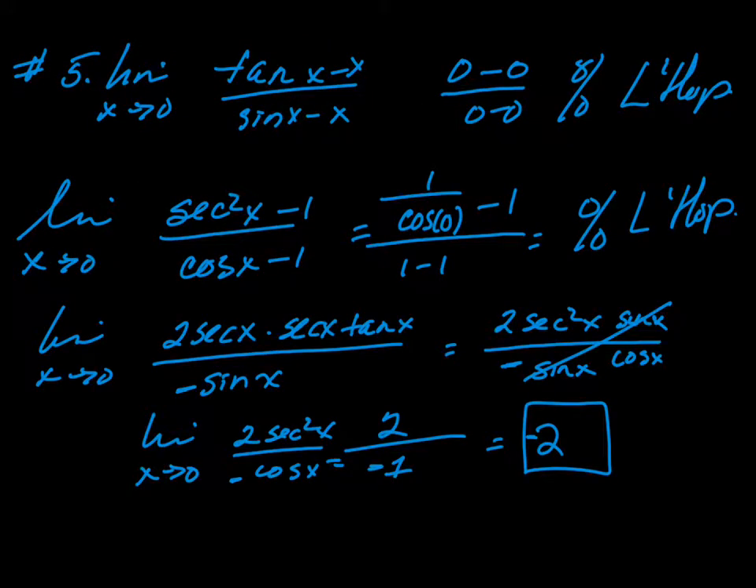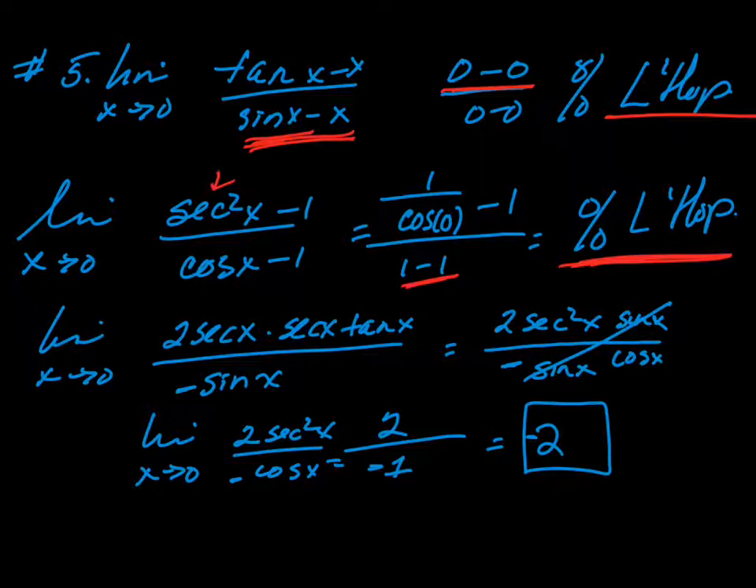Number 5. The limit as x goes to 0 of tan x minus x over sine x minus x. Tan of 0 is 0. So you have 0 minus 0 on the top, and sine of 0 is 0, so 0 minus 0 on the bottom. L'Hopital once. All right. Derivative of tan is secant squared. So we got secant squared x minus 1. And on the bottom, derivative of sine x is cosine x minus 1. So secant is 1 over cosine. So that would be 1 minus 1, still 0, and 1 minus 1 on the bottom. So you will apply L'Hopital's a second time.